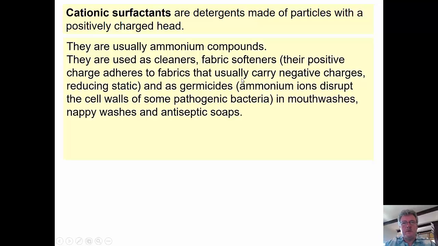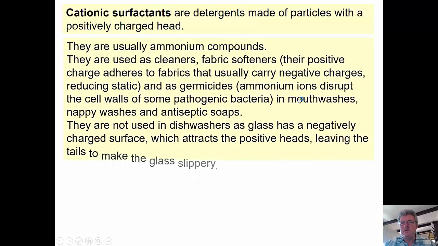They can act as germicides, killing some forms of bacteria. The ammonium ion part, the cationic end, can disrupt the cell walls of some bacteria. They can be used in mouthwashes, nappy washes, and antiseptic soaps. They're not used in dishwashers because glass has a similar charge to clothes, and they tend to attract the positive heads to the glass, making the glasses slippery, not that squeaky clean feeling.